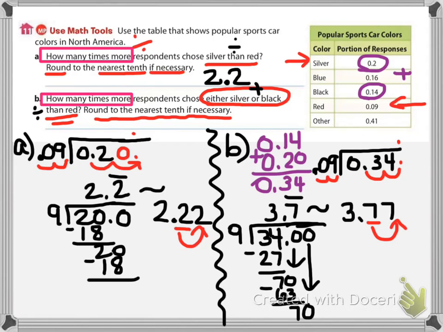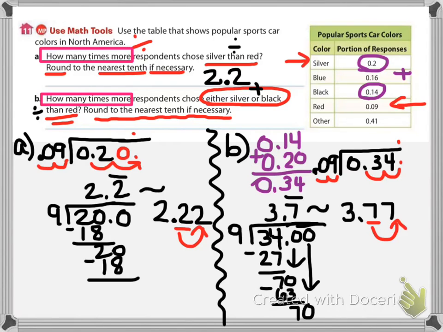Okay, back with problem B. A little tricky because of the wording again. You got to be a good reader for detail when you're working math problems. So notice that this time it says respondents that chose either silver or black, which means you need to add silver and black. So over in the table in purple, I circled both of the numbers for silver and black. In purple, I set up under problem B, lining up the decimals because I'm adding them. I added both of the colors and got 34 hundredths.